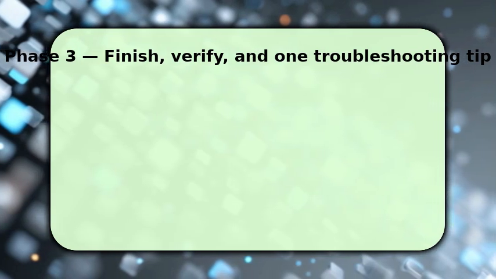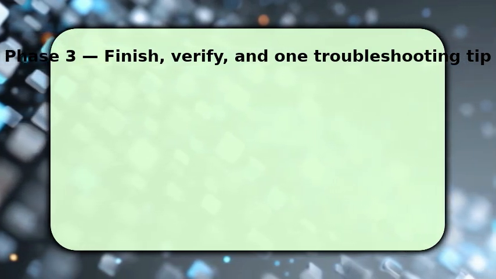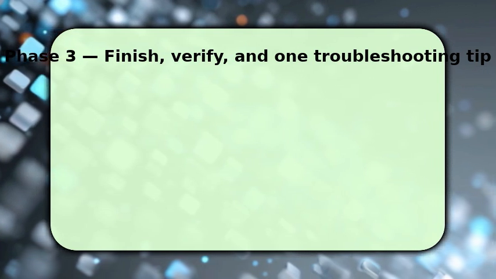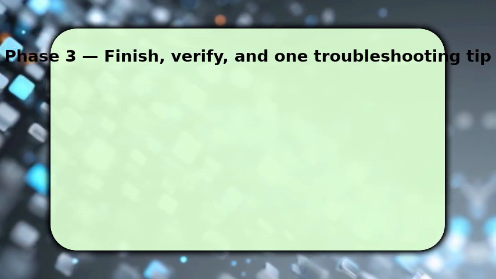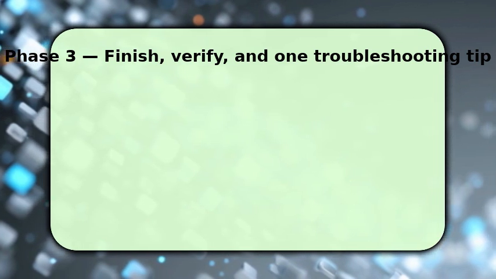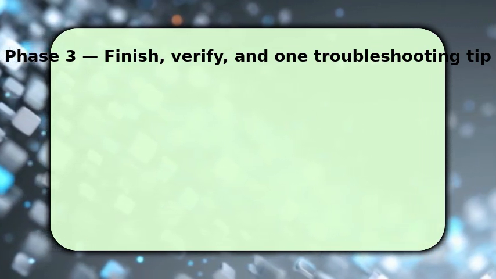Finish by making your chosen engine the default. Click its menu button and select Make Default. Then test in the Omnibox. Type a keyword or phrase and press Enter to confirm the results go to the intended provider.